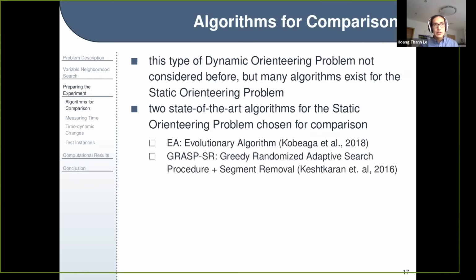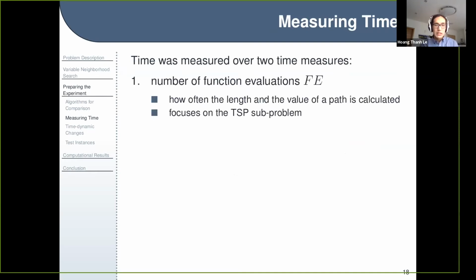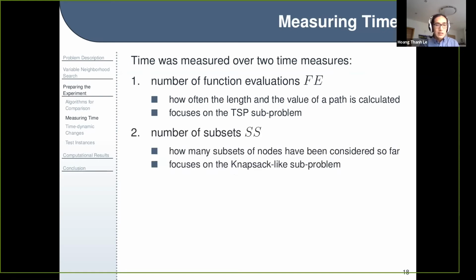And since we consider a dynamic problem, we also had to think about how to measure time, as time determines how the changes occur, and it also affects the evaluation that is performed later on. Here in this work, we considered two time measures. One is the number of function evaluations, which means how often the length and the value of a path is calculated. And it could be said that this focuses on the TSP-like subproblem, where every path and every length measurement counts. The second time measure is the number of subsets, which means the number of subsets of nodes that have been considered so far.